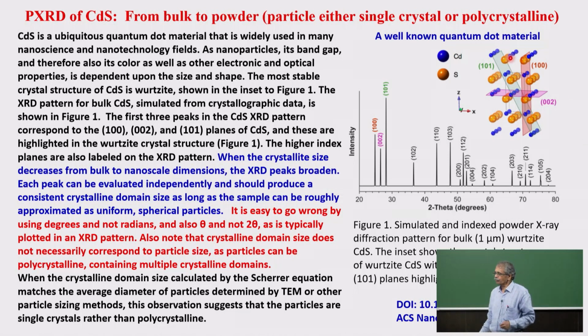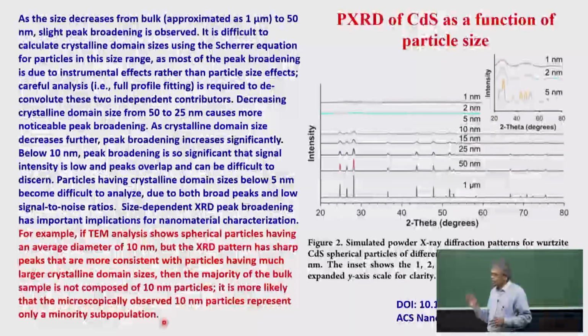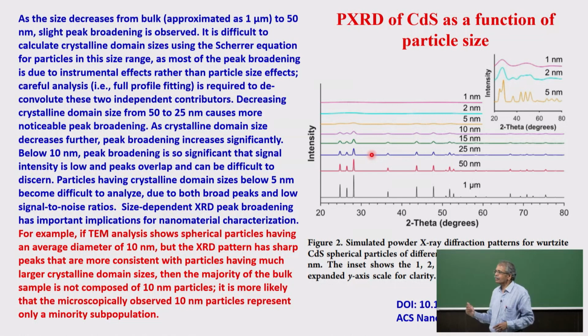So now you have seen the full bulk one. If the crystalline domains are all the same, this will exactly fit with what you have from the TEM. But on the other hand, the same cadmium sulfide, which was bulk in the previous slide, is now not bulk, it is nanoparticles with different sizes. The sizes go from a micron to a nanometer of 50, 25, etc.